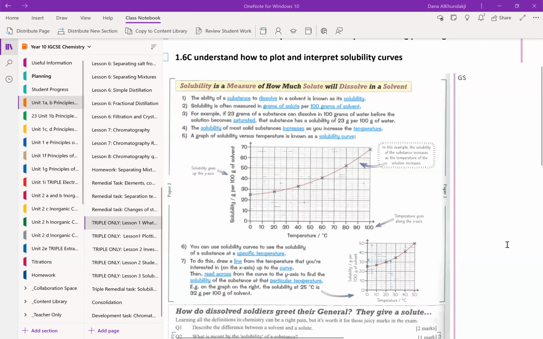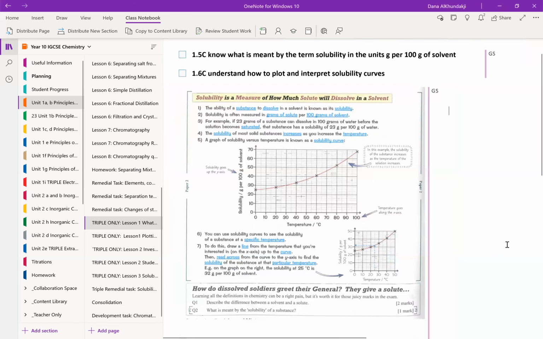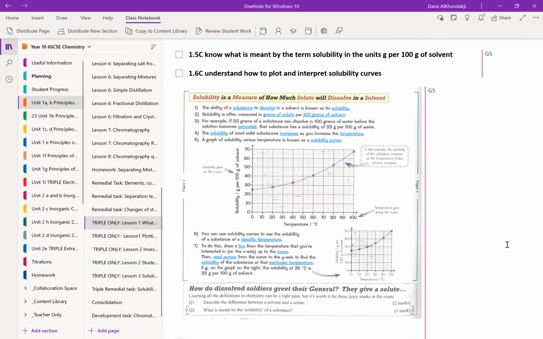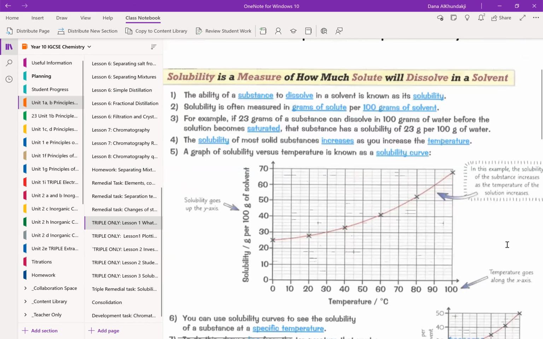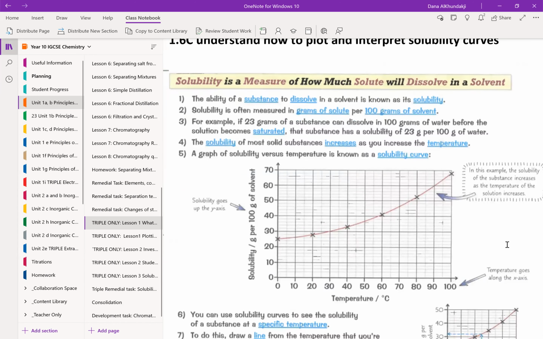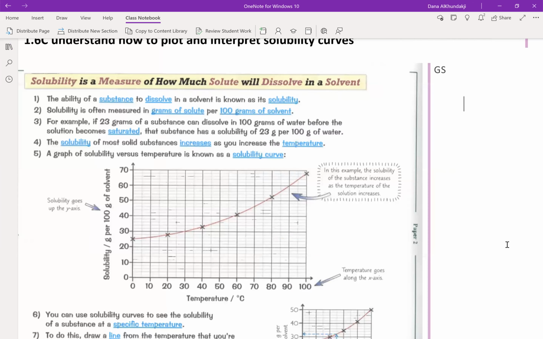All right, guys, so this video is about solubility and understanding how to plot the solubility curves, understanding what is meant by the term solubility, how to define it and its units, as well as interpreting the graphs and plotting them. So solubility is the ability of a substance to dissolve in a solvent, and therefore it is measured in grams of a solute per 100 grams of a solvent.